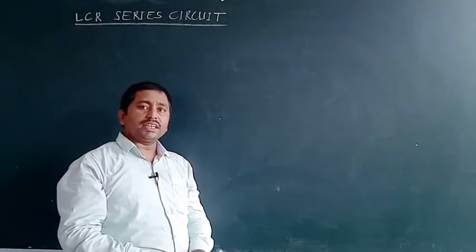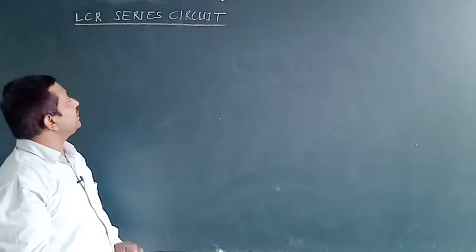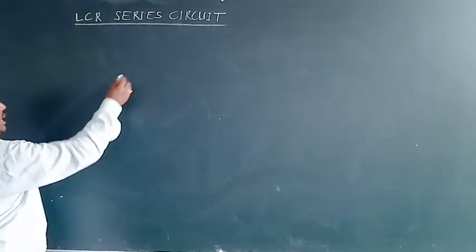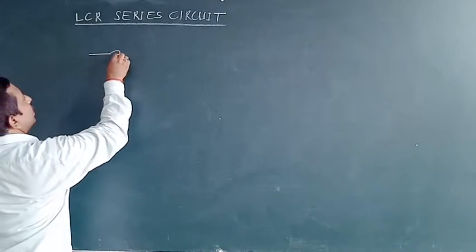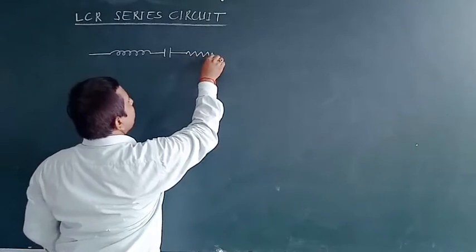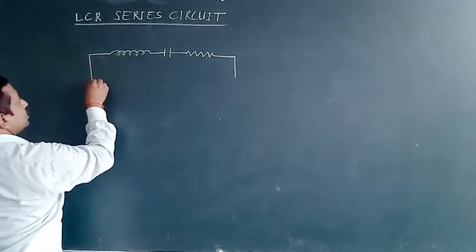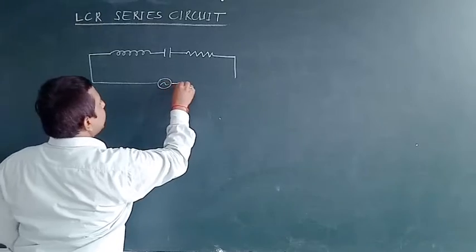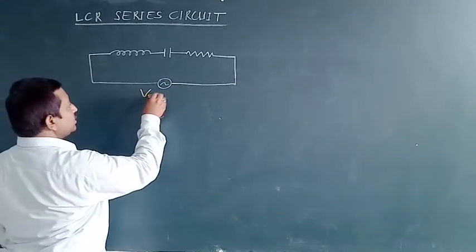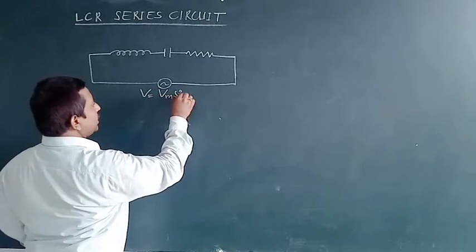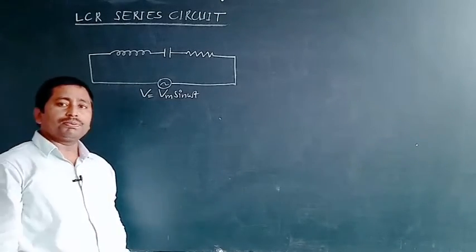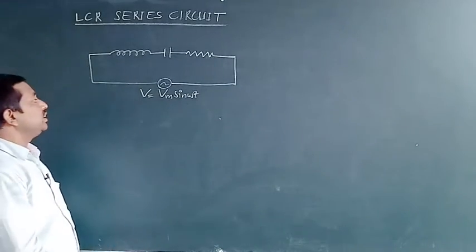Hello students, let us start our discussion about different conditions in an LCR series circuit. For this we have an inductor, a capacitor and a resistor, connected in series through a variable or alternating potential source V equal to Vm sin omega t, where the angular frequency of the AC potential source applied is omega.